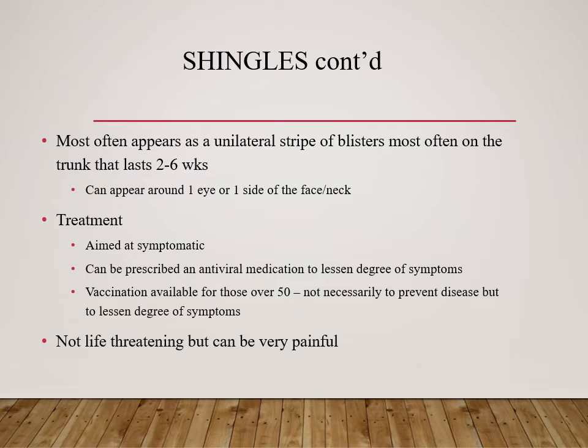Most often appears as a unilateral stripe of blisters, most often on the trunk, that lasts 2 to 6 weeks. Can appear around one eye or one side of the face or neck. The treatment, aimed at the symptoms, can be prescribed an antiviral medication to lessen the degree of the symptoms. Vaccination available for those over 50, not necessarily to prevent the disease, but lessen the degree of symptoms. It is not life-threatening, but can be very painful.